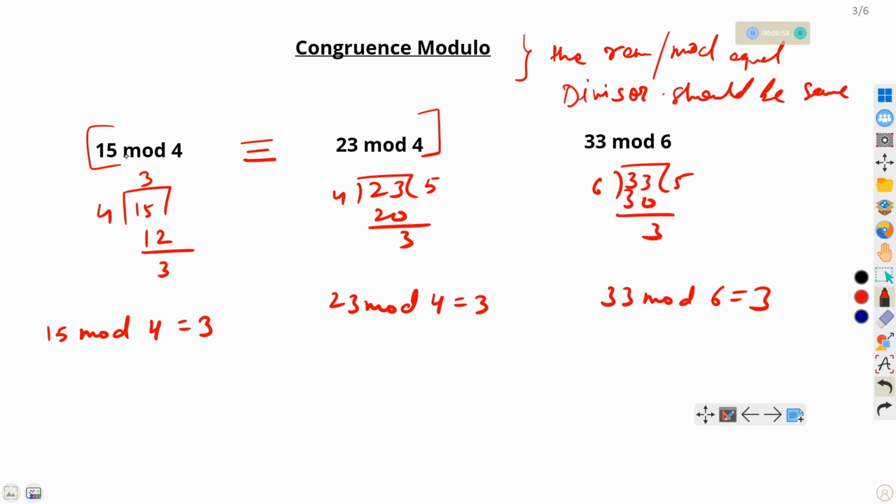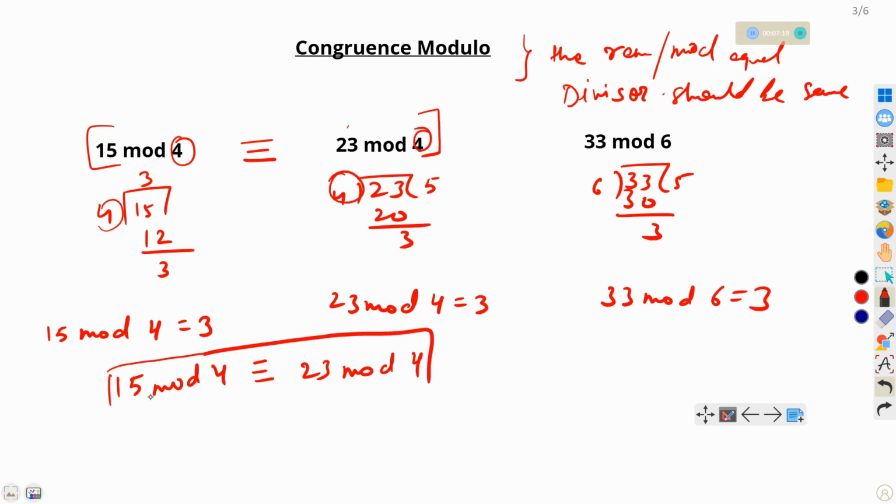The dividend can be different, like 15 and 23 are different, but the divisor, this 4, must be the same, which is not the case with 6. So we'll say 15 mod 4 is congruent to 23 mod 4. So that's how we write the congruence modulo.